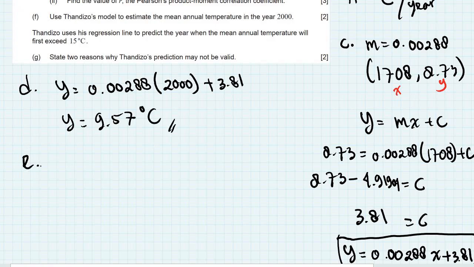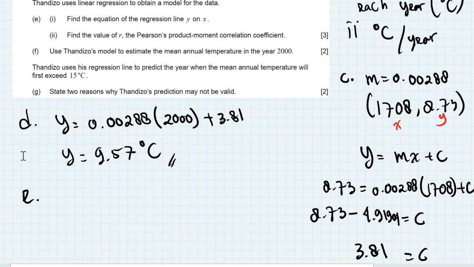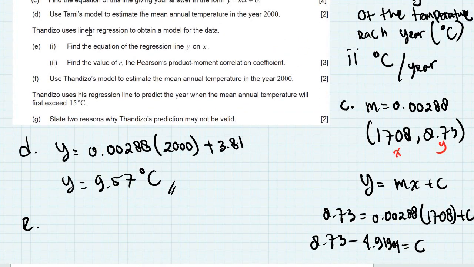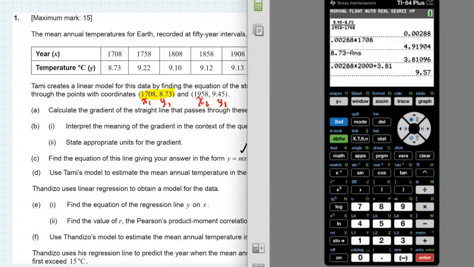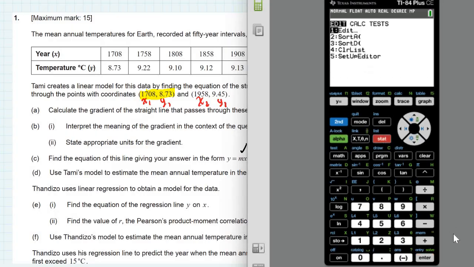Question E. We use linear regression to obtain a model for data. We have to find the equation of regression for I, and then II we have to find the value of R. For this question, you have to input the year and the data in your calculator. I happen to already input it to our calculator.